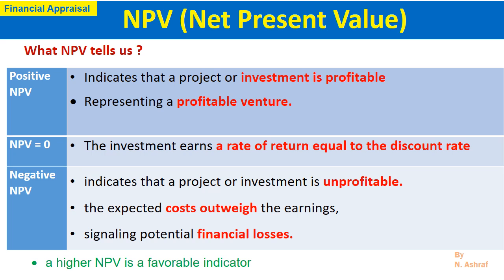But if the NPV is negative, it indicates that the project or investment which we are going to do is unprofitable. It will go in negative terms. The expected cost outweighs the earnings, mean earning will be less and cost will be more, and there will be financial loss in this project. So we discourage that project. That investment should not be considered. Basically, the higher value of NPV is preferable.